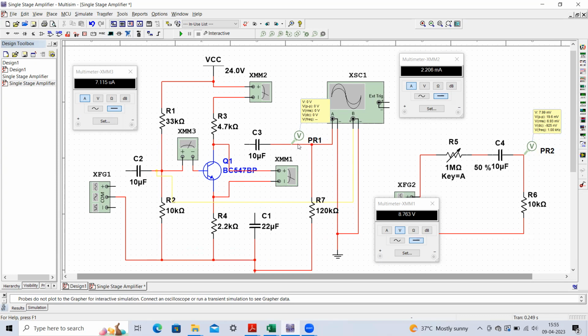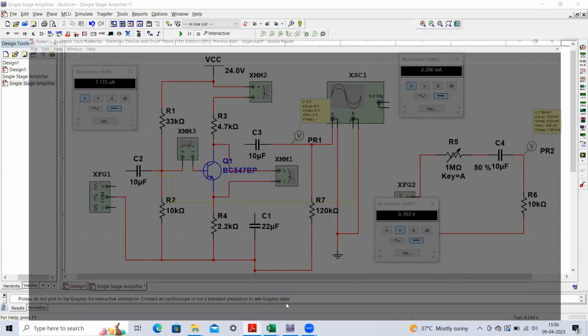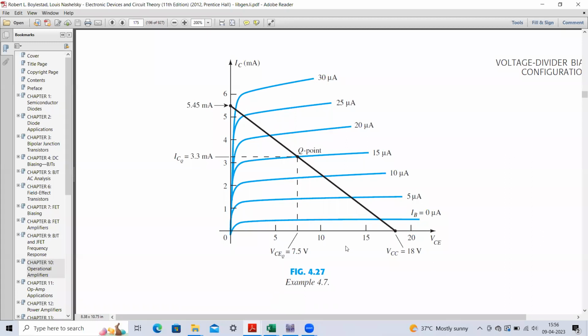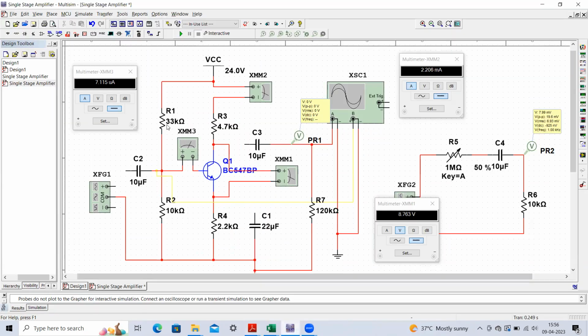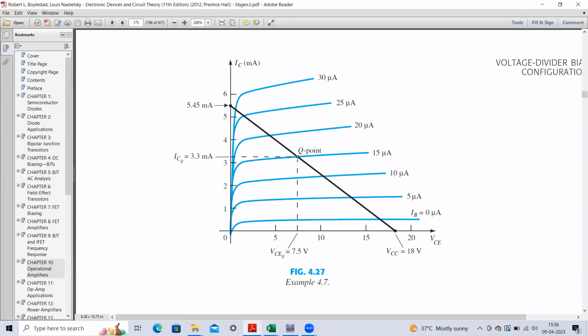First of all, we have to choose these components in such a way that the DC operating point of this transistor should be in the active region. Here we can see the common emitter output characteristics. It is a curve between collector to emitter voltage and IC current for different values of the base current. The component values should be selected such that this Q point falls in the middle of the active region.